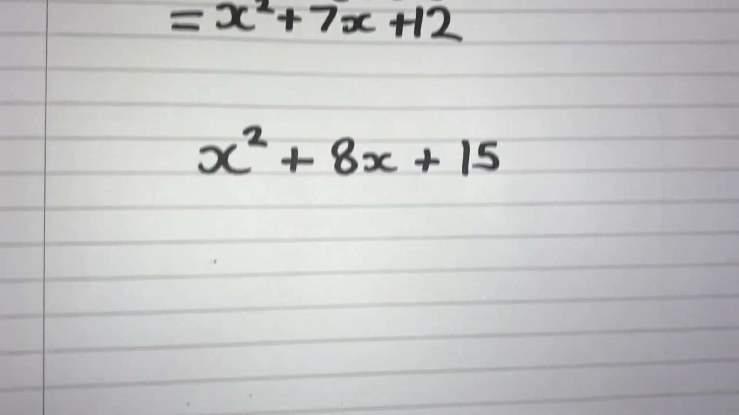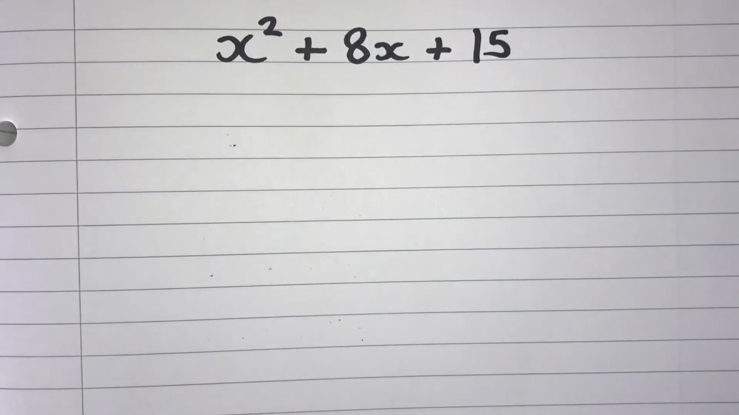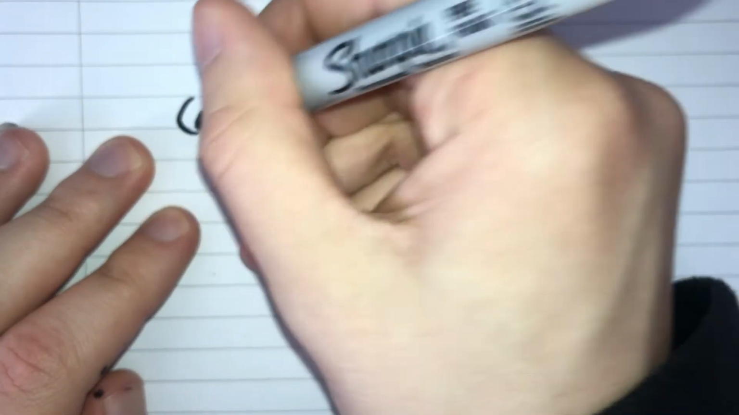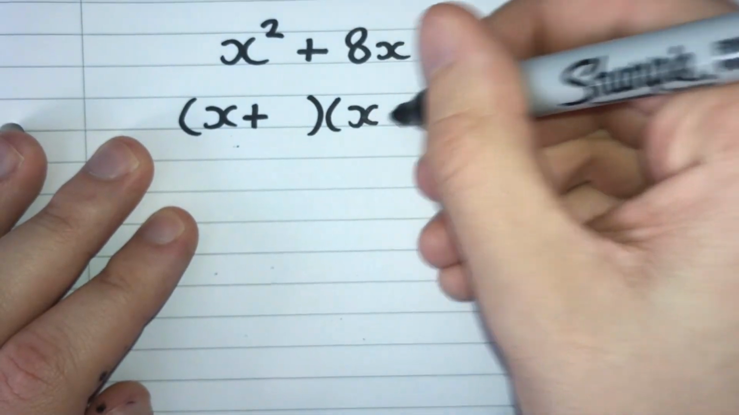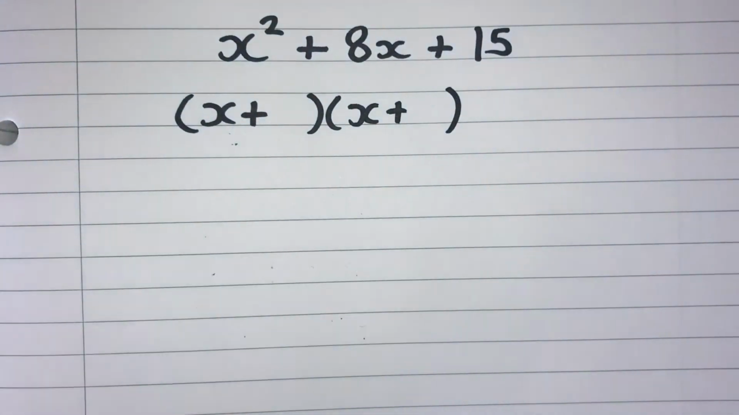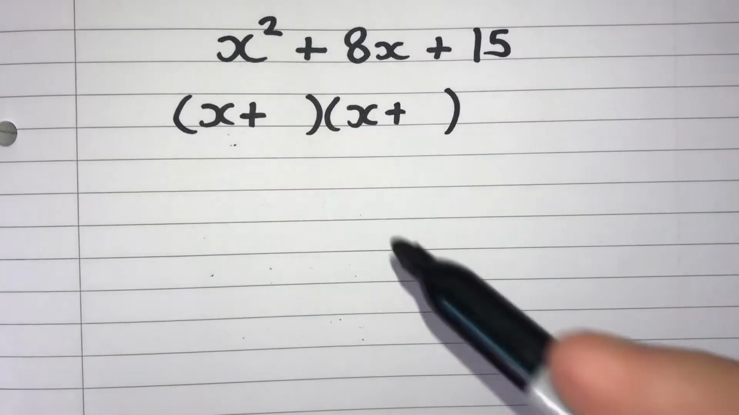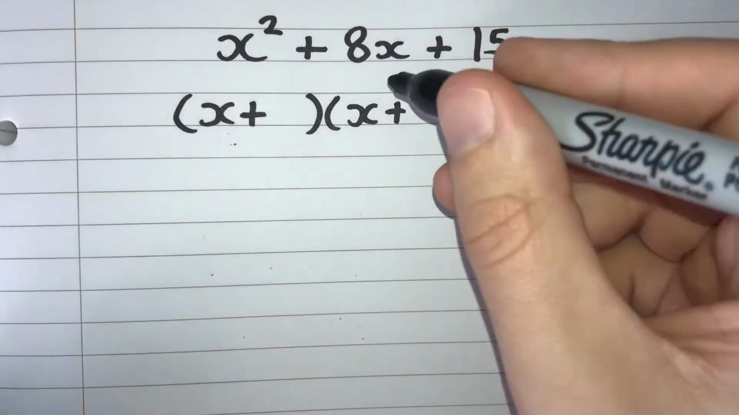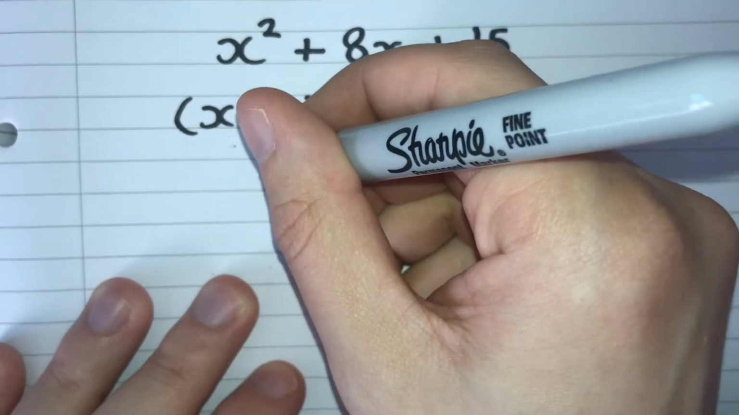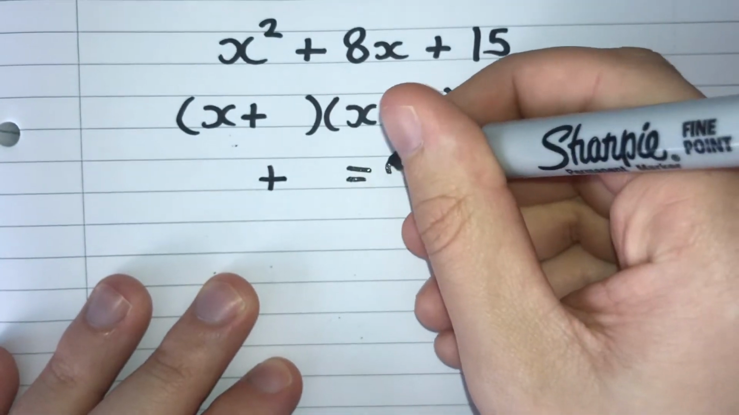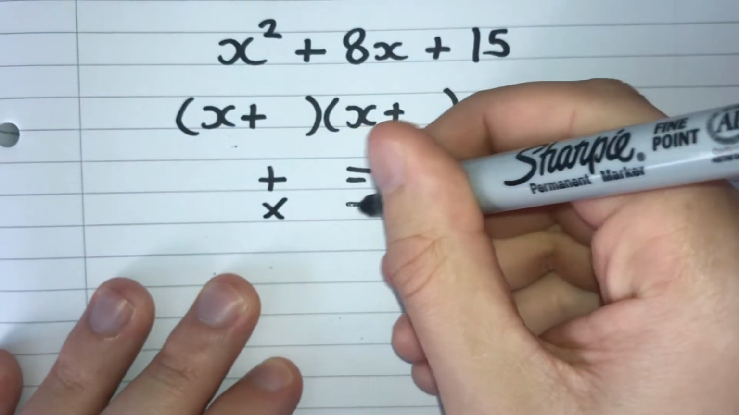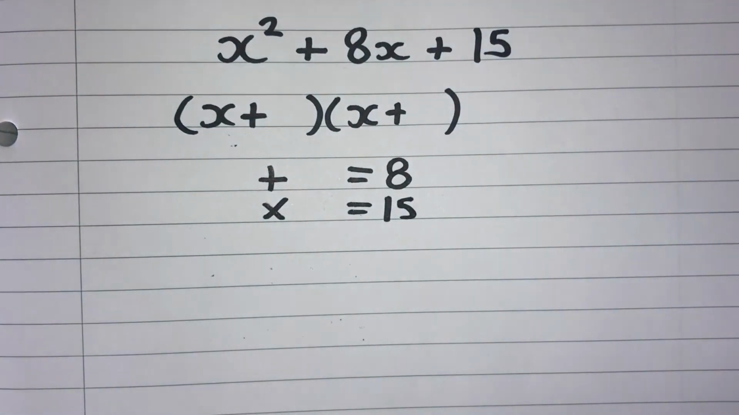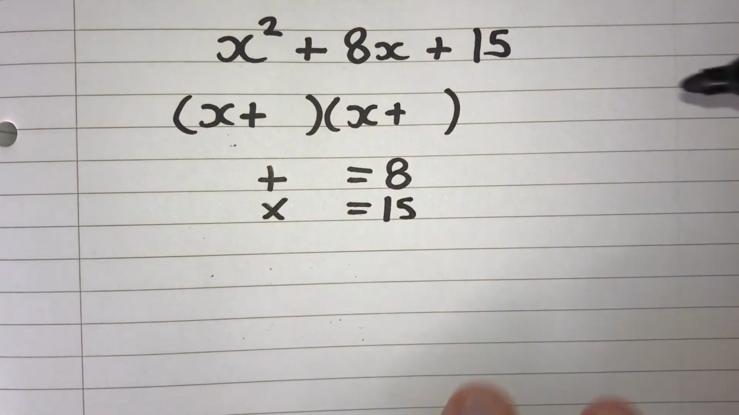Now let's look at another example. x squared plus 8x plus 15. Again, we know we're going to have our double brackets where it's going to be x plus something and another bracket x plus something else. And our two numbers that we're going to put in here have to add together to give us 8. And they have to multiply together to give us 15. So let's find numbers that we can multiply together to get 15. Well, those are going to be our factors.